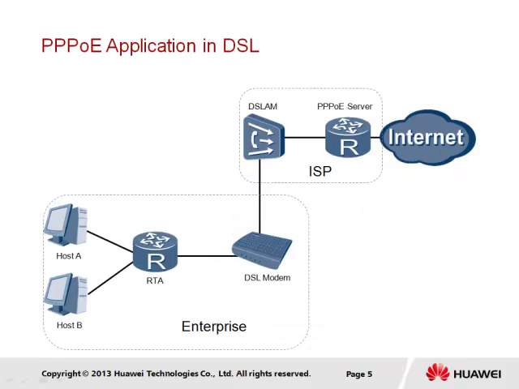PPPoE is used to support the transmission of PPP packets through encapsulation within Ethernet frames that allow the data to be transmitted over broadband technologies such as DSL. In doing so, features such as authentication can be supported.